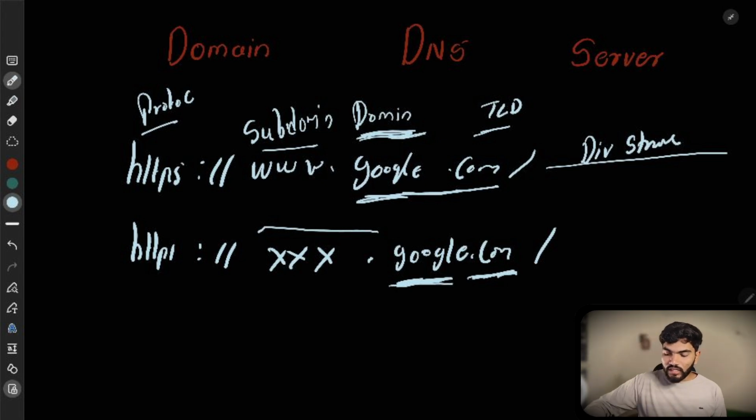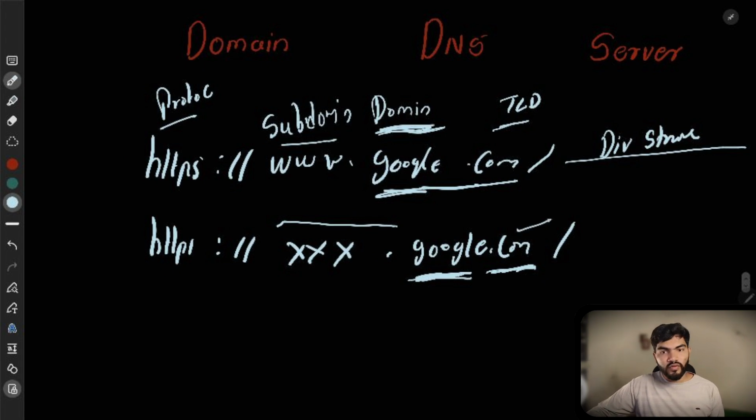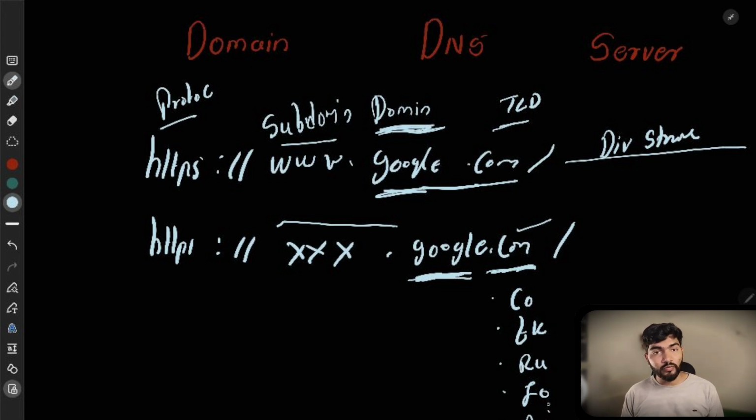Now in the TLD also we have a few variations. Right now I am using .com. It can be .co also, it can be .tk also, it can be .ru also, it can be .io also, it can be .ai also. So it depends which top level domain name you want to buy. Whenever we go to a website to buy a domain name, they usually offer a variety of top level domain names for one exact domain.